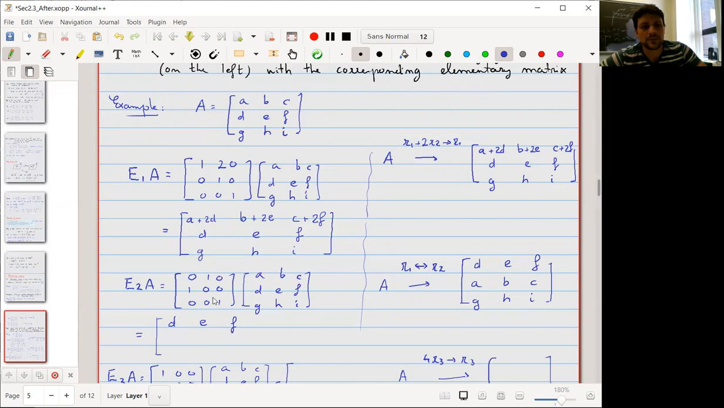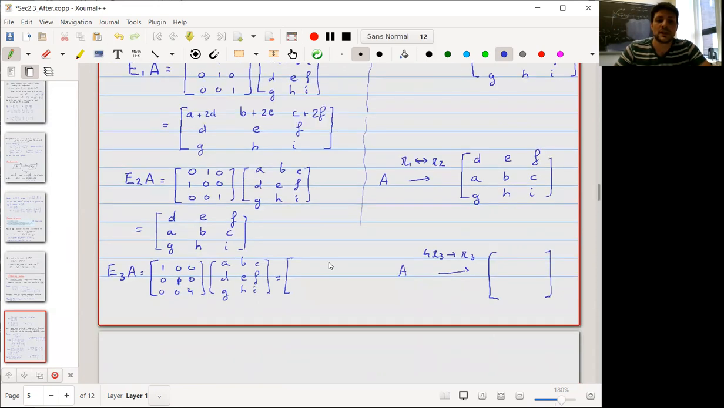And I get F. The second row, 1 times A, 0, 0. 1 times B, 0, 0. 1 times C, 0, 0. The third row will also result in G, H, I. And you see that the result is the same. Performing the row operation is the same as multiplying by the corresponding elementary matrix on the left.